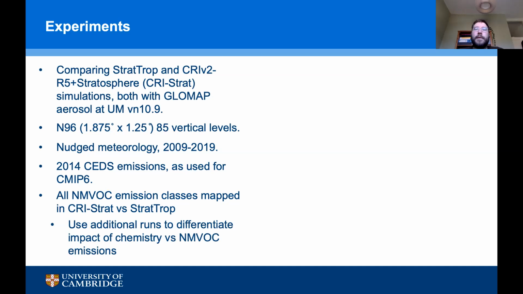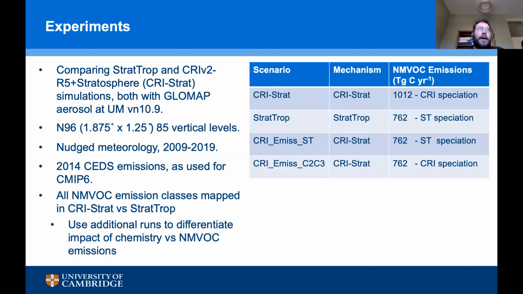So in terms of what I'm going to show you today about how the mechanisms compare, I did 10-year simulations using nudged meteorology, using the same raw data for the emissions, mapped in the different ways as I mentioned earlier. And I did 4 experiments here. There's the standard CRI-Strat with the full speciation, there's the standard StratTrop. And then in order to test what difference these emissions make, there's one which is CRI-Strat with StratTrop emissions, using StratTrop speciation. And there's another one where I split the CRI species up.